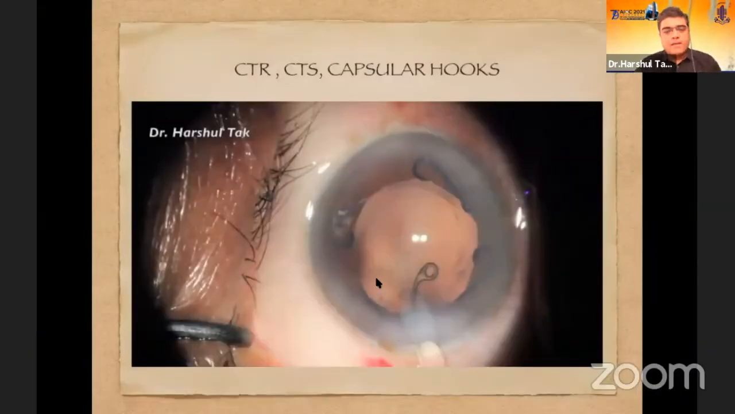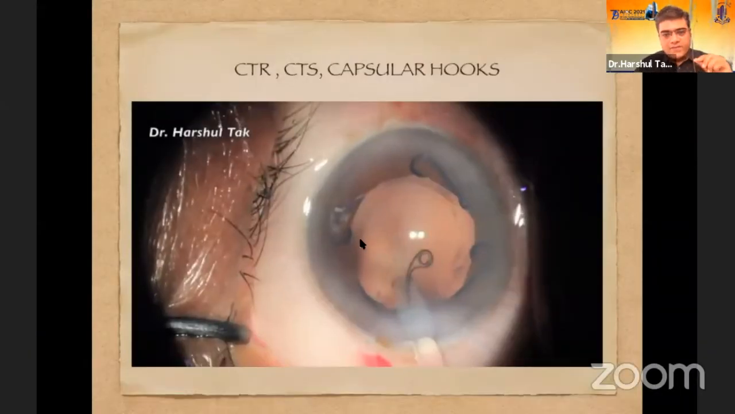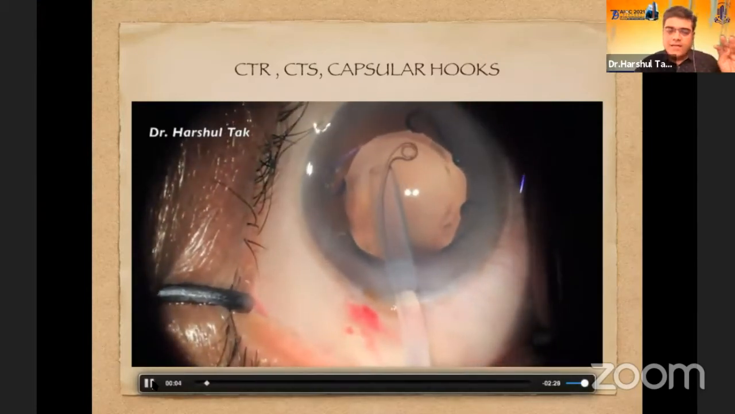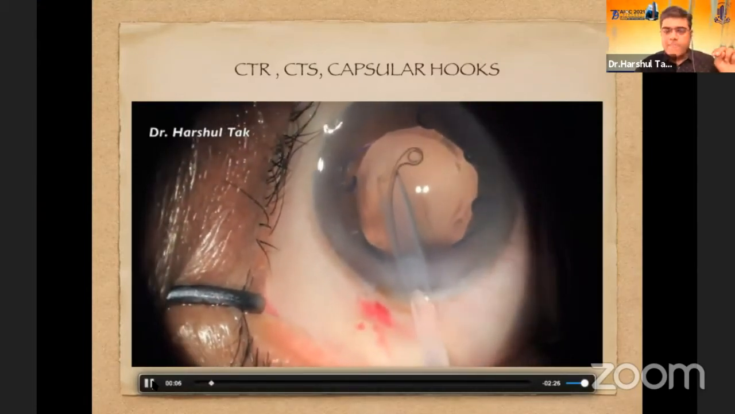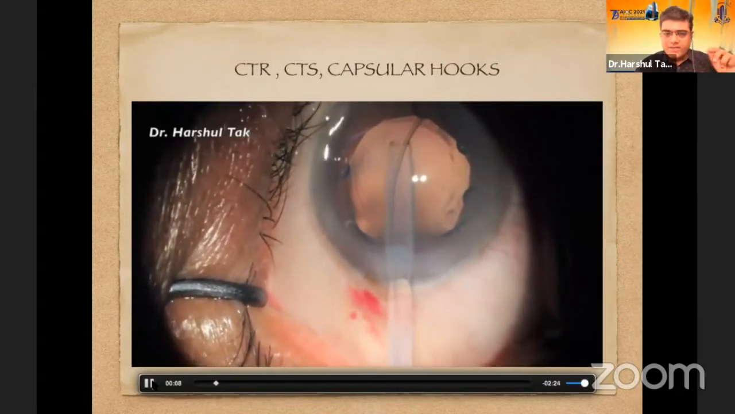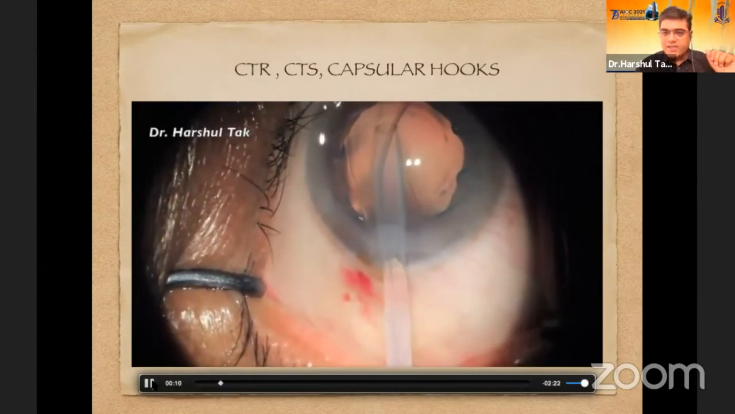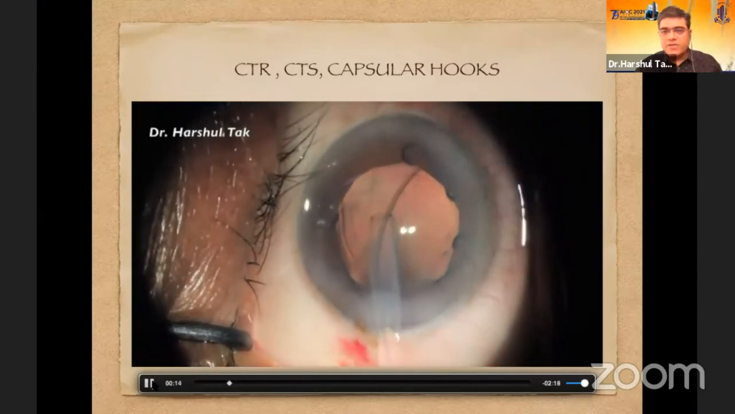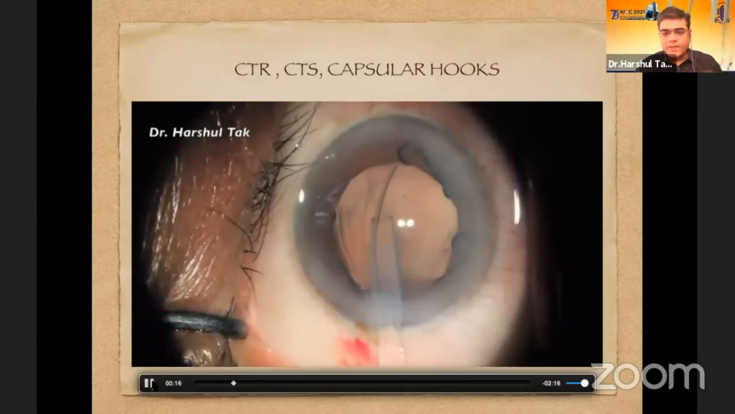Okay. So here there are various ways we can implant this CTR ring. This is the implantation using this injector. So we thread this ring in the injector, and the leading eyelet. This is the case in which the Malyugin ring was also used to dilate the pupil.